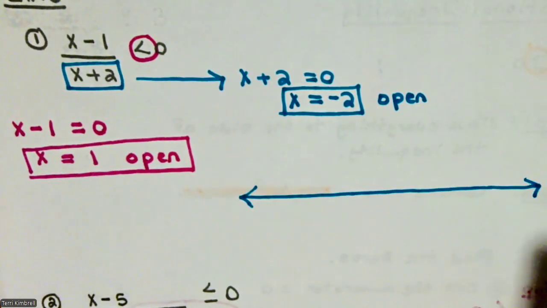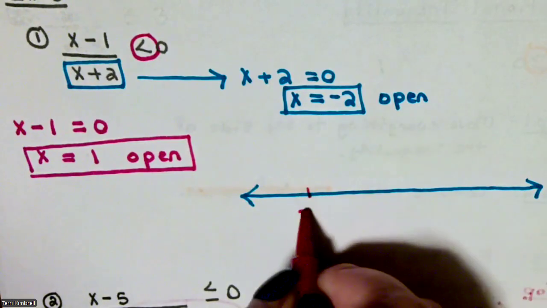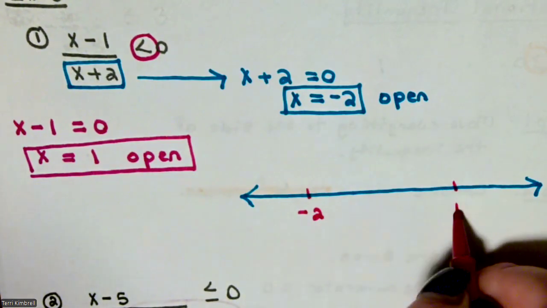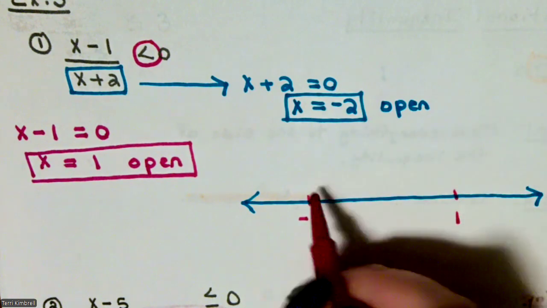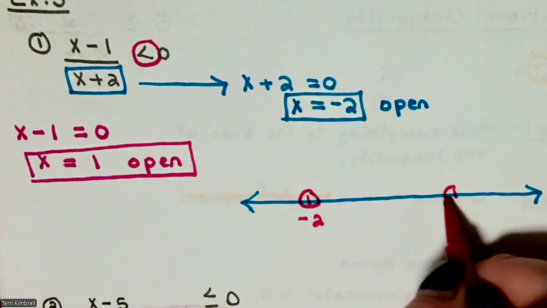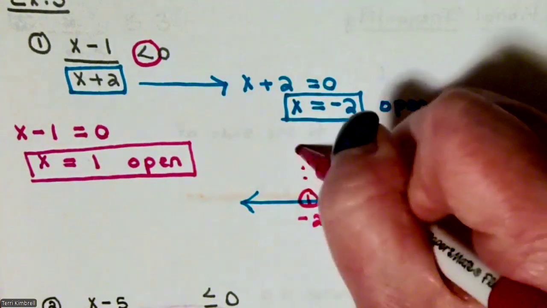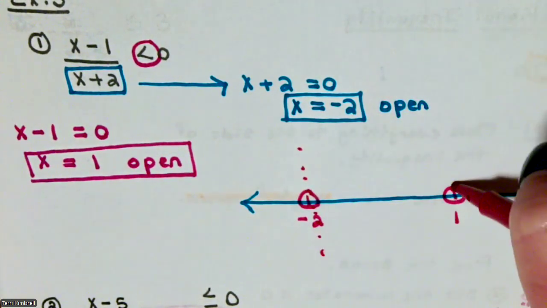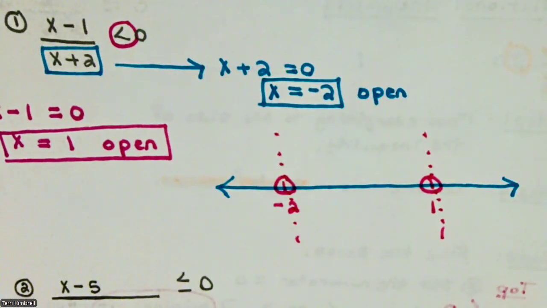You want to make sure you start with your lowest on the left. So we have a negative 2, and then we have the positive 1. Now, we know that negative 2 is open, so I'm going to put an open circle there. We know 1 is open, so I'm going to put an open circle there. I do the circles at the beginning, because that will mess you up. Okay, so going next, we're going to divide those up into our sections.